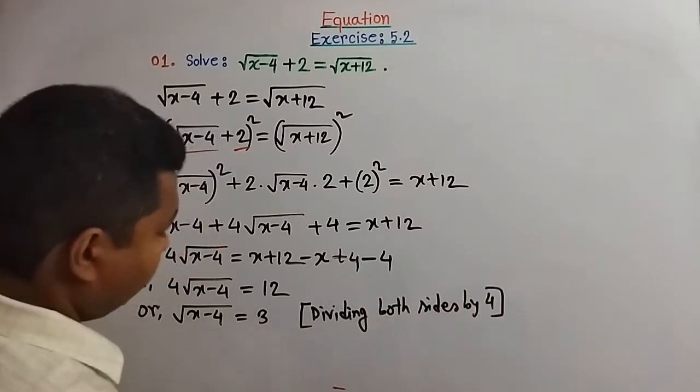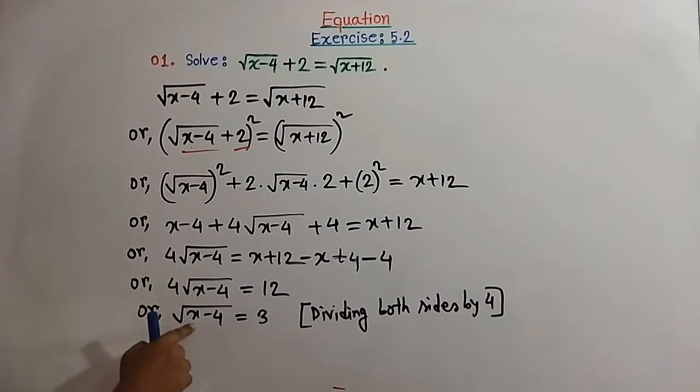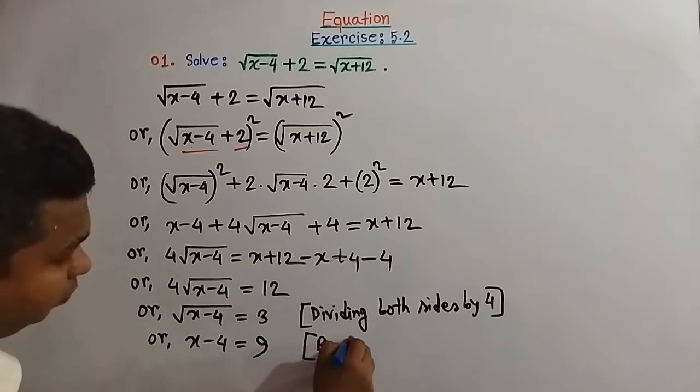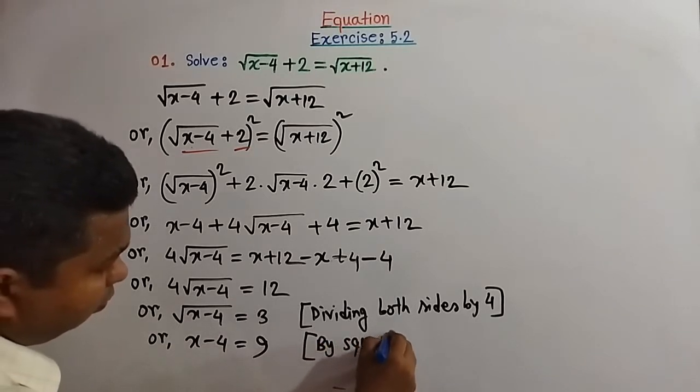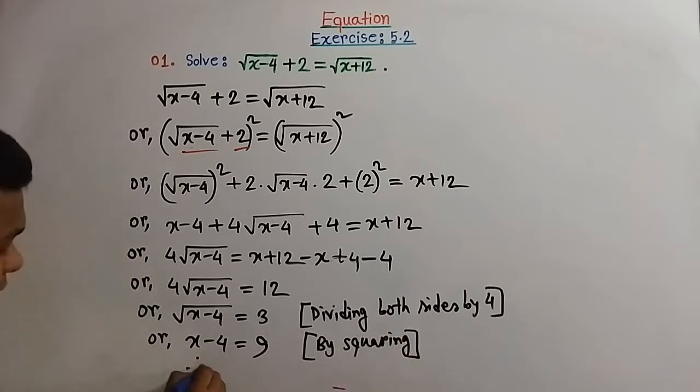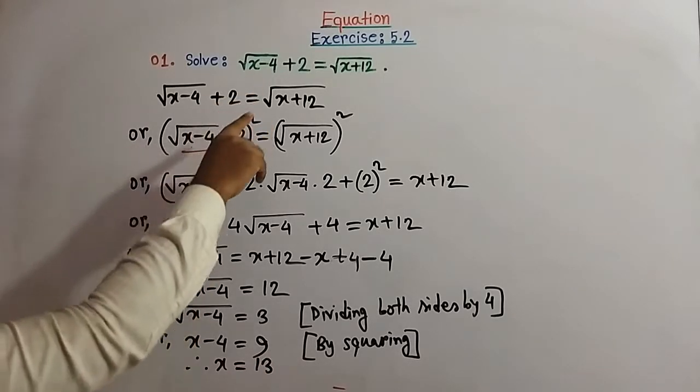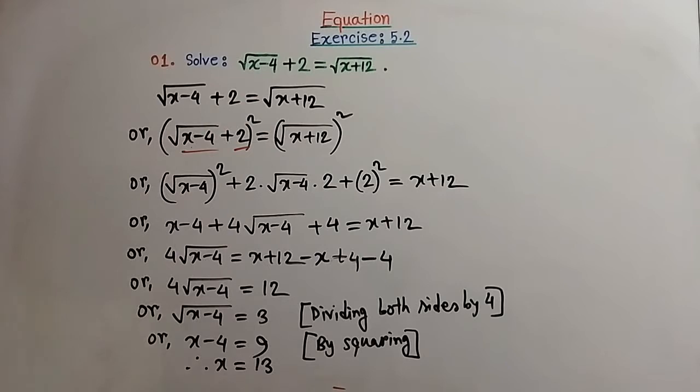Now there is still a radical sign, that is a square root sign. So for removing this square root sign, we have to square on both sides. So by squaring on both sides, we will get x minus 4 equal to 9. Therefore, the value of x will be 9 plus 4, that is 13. So finally we get the solution of the given equation, that is x equal to 13.